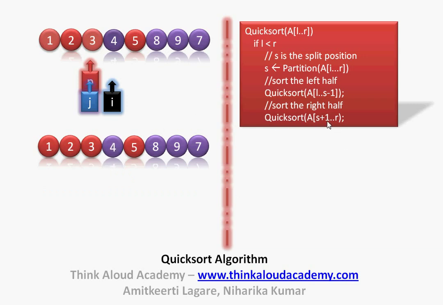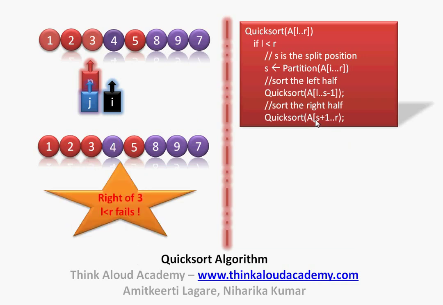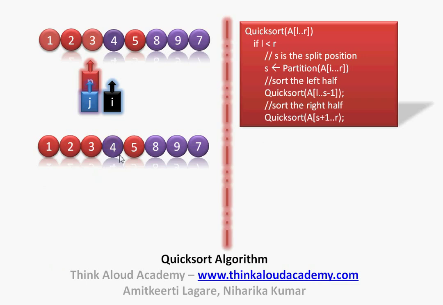So once we call quicksort on the right half of 3, we call quicksort on just one element, and L is less than R fails in this case. So we don't do anything with this, and we just go ahead and say that the right half of 3 has been sorted. So we are done with the left half of 3, and we are done with the right half of 3. So we will recursively go back to the parent of 3, which happens to be 2. So once we go back to 2, its left half is done, its right half is also done.